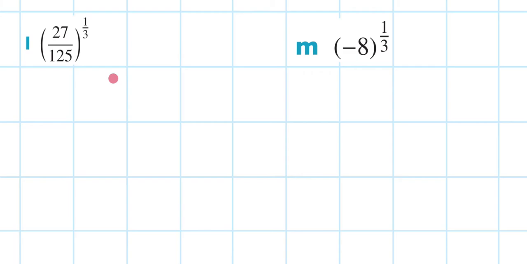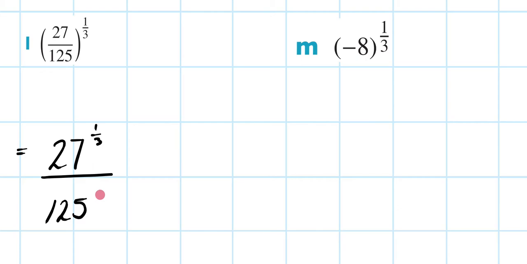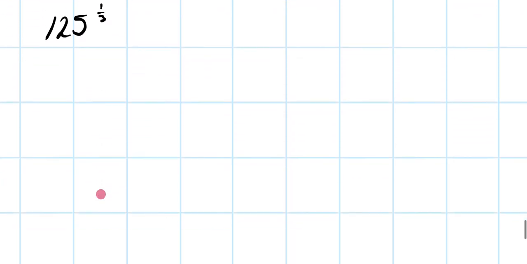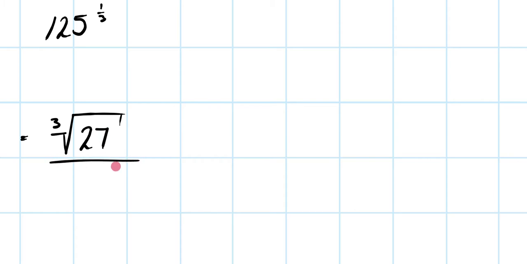So let's zoom in here and look at question L. We have (27/125) raised to the 1/3. According to my fifth index law, if I'm going to get rid of these brackets, I need to make it 27 raised to 1/3 over 125 raised to the power of 1/3. So let me just show you what that means. I'm going to get 27 raised to 1/3 over 125 raised to 1/3. Then I'm going to scroll down, and instead of writing it as 1/3, I'm going to write it as the cube root of 27 over the cube root of 125.